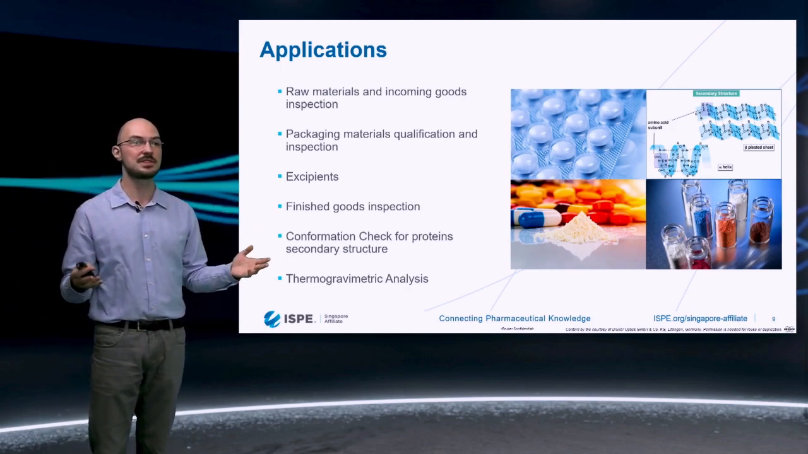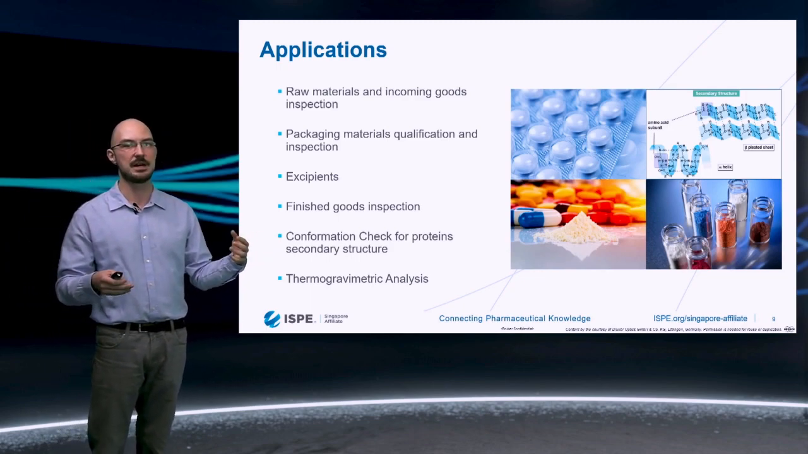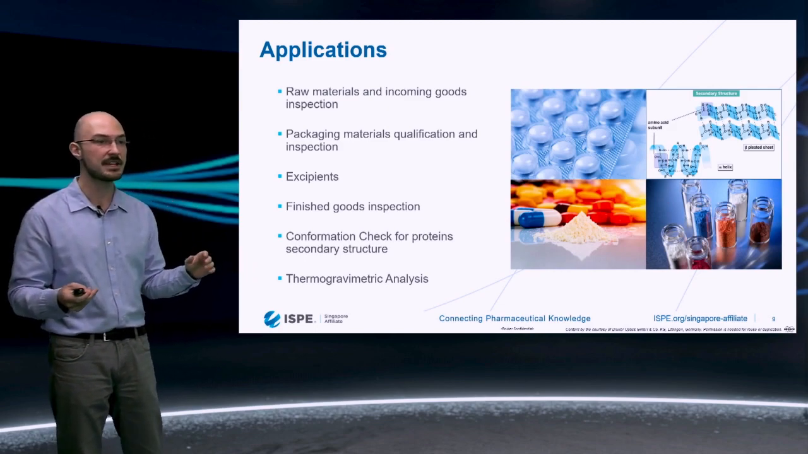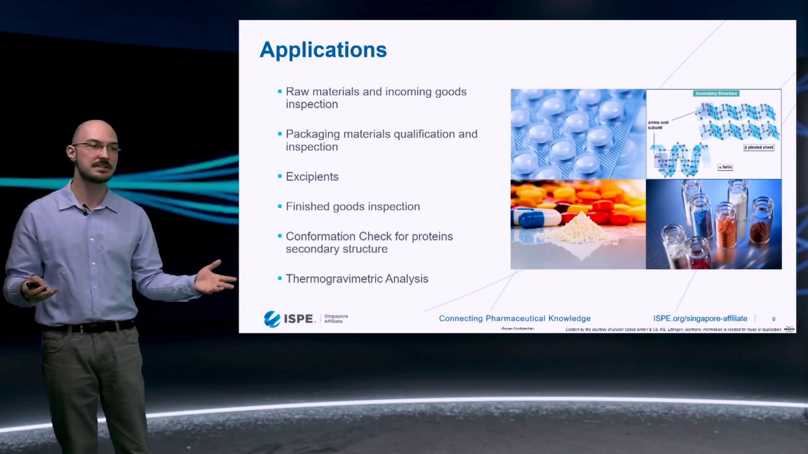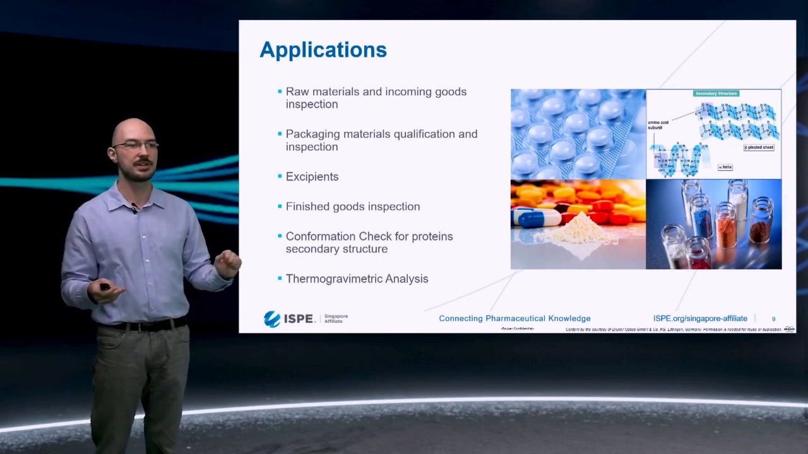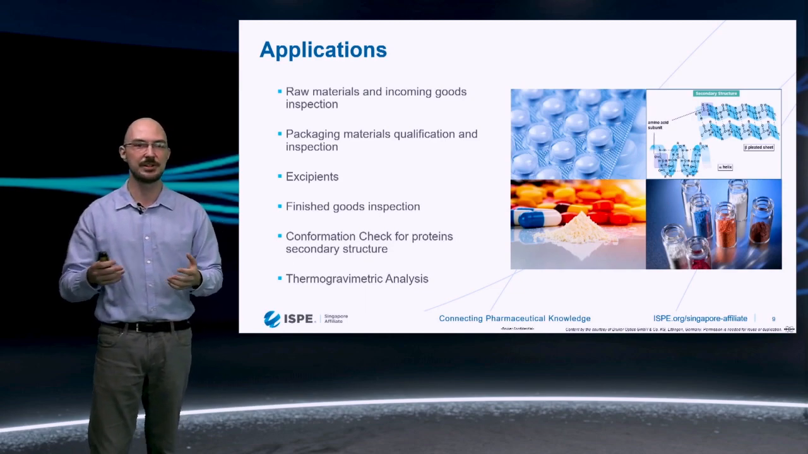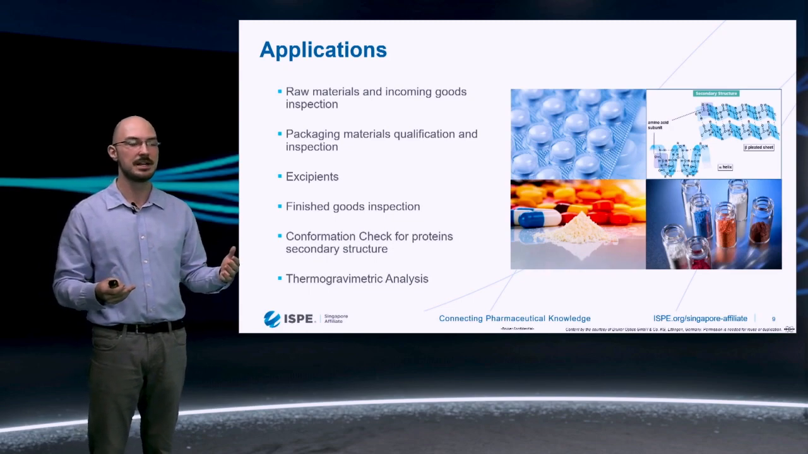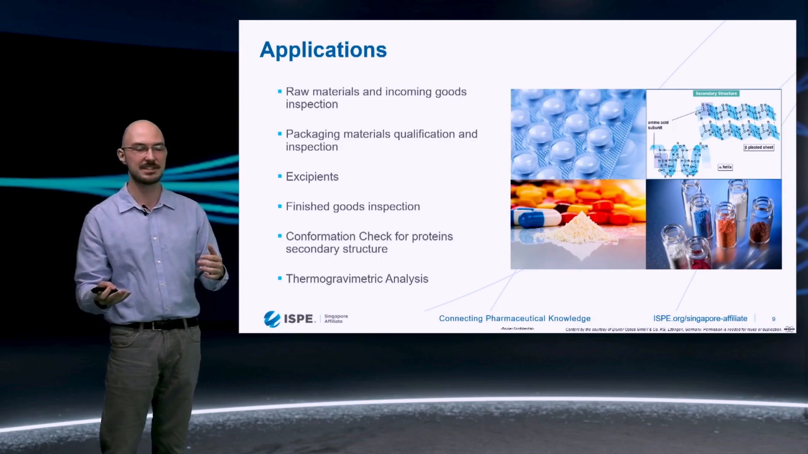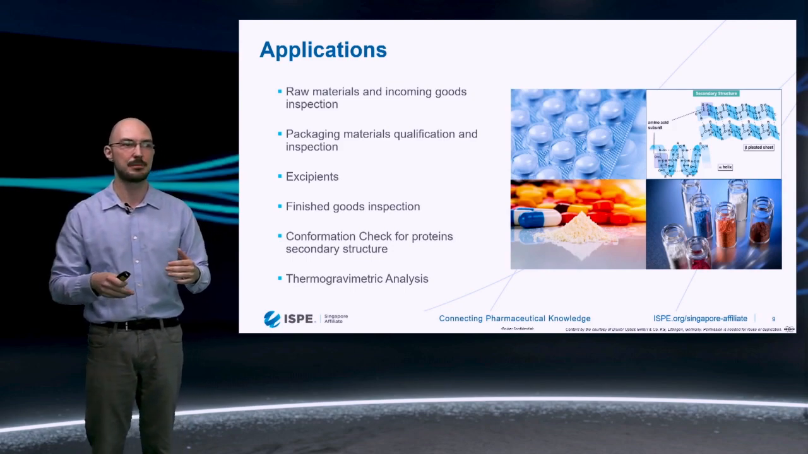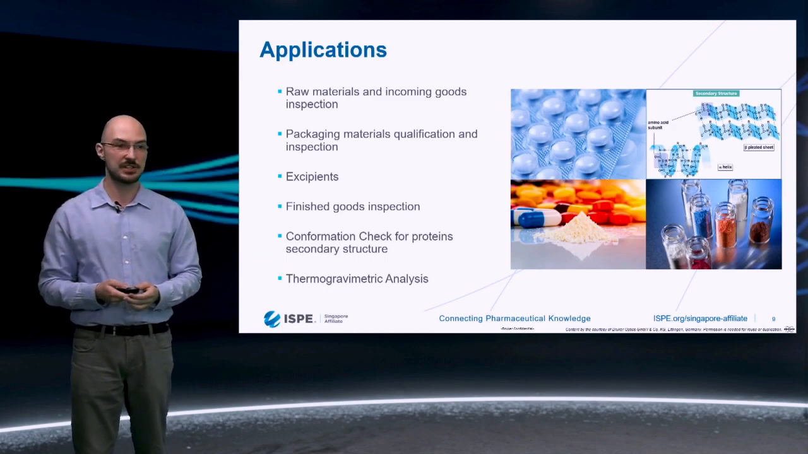But we are also not stopping there. There are also some possibilities for confirmation checks if you have some proteins. And you can also couple FT-IR spectroscopy with thermogravimetric analysis. This is sometimes also more in the research area. If you want to see how your materials interact, for example, with heat, then you can heat it up in the thermogravimetric analysis, and the gases which are produced during that can be analyzed with FT-IR spectroscopy.